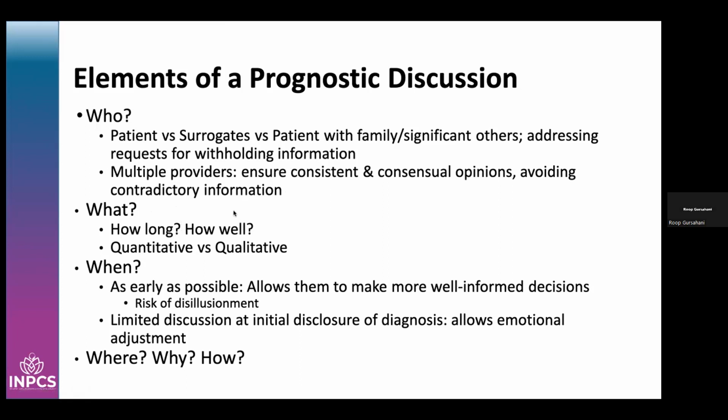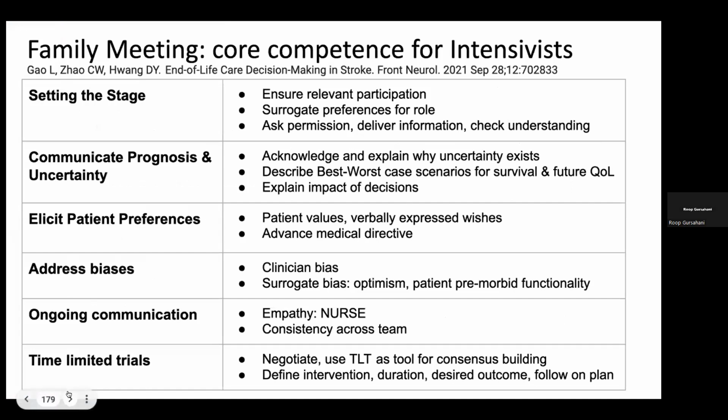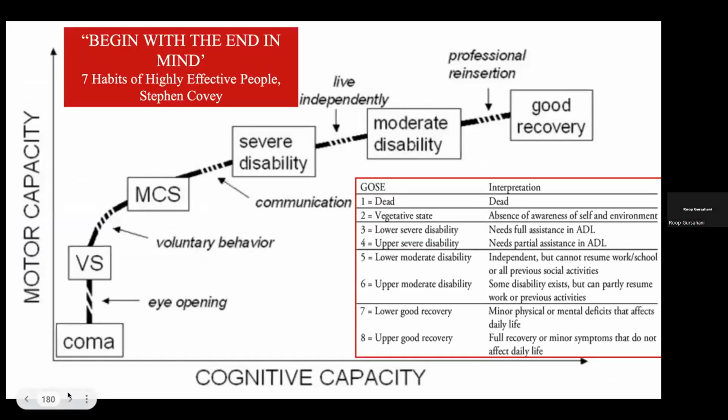In a situation like this, the most important question is how well will this patient be? And that's sometimes more qualitative than quantitative. Ideally, you should do it as soon as possible, but in acute neurologic emergencies, the family meeting, which is a core competence for intensivists and perhaps also for neurologists and neurosurgeons, has to be held within 72 hours. In this situation, obviously, it had to be held within the first 6 hours.